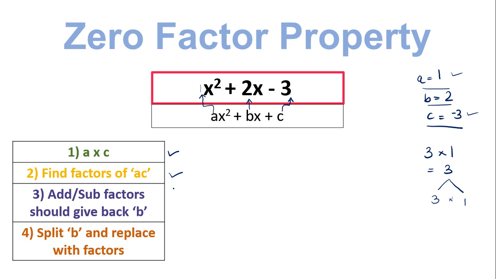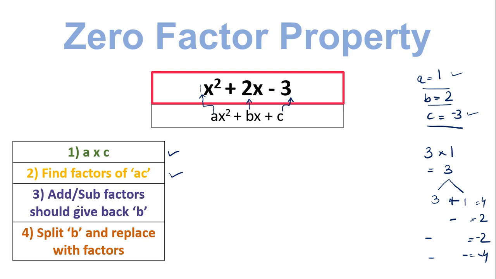But what do I have to check now? Add or subtract the factors should give back b, which means that if I add or subtract 3 and 1, I have to see what is giving me the 2. Now, let's say if I do 3 plus 1, I get a 4. If I do 3 minus 1, I get a 2. If I do, let's say, minus 3 plus 1, I get a minus 2. If I do minus 3 minus 1, I get a minus 4. So, which signs are the most appropriate that give me back my b?